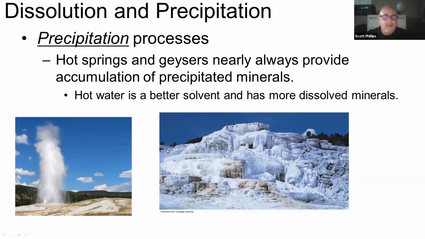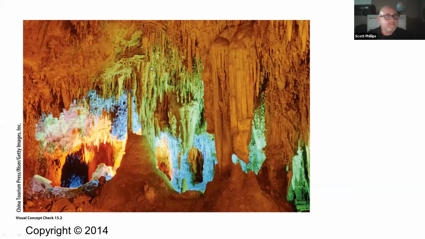Here's another photo example with things that are hanging from the ceiling. The cavern itself got cleared out through dissolution, and precipitation caused the hanging and the features in the ground, the stalactites and stalagmites.